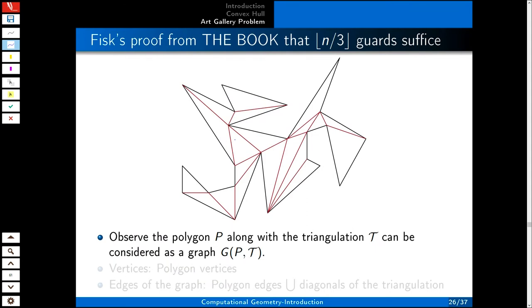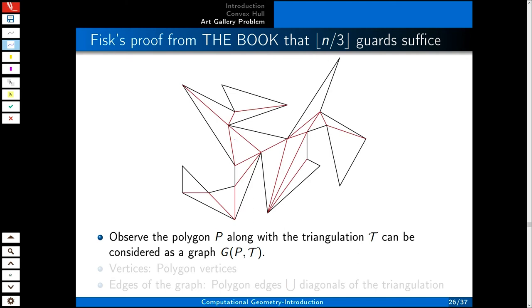Again, next what we should do is try to analyze the properties of the whole thing. The first property is that, again, we are trying to look from a different angle. We have a triangulation, we have a polygon, but together they are forming a graph.